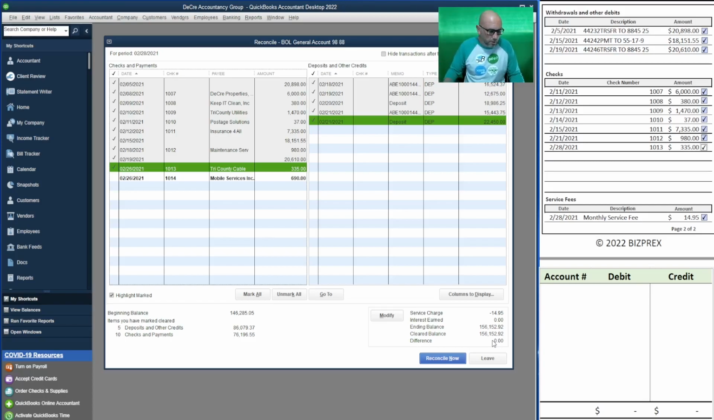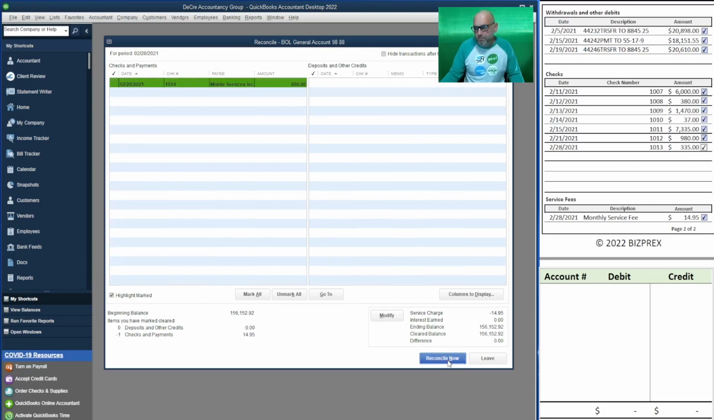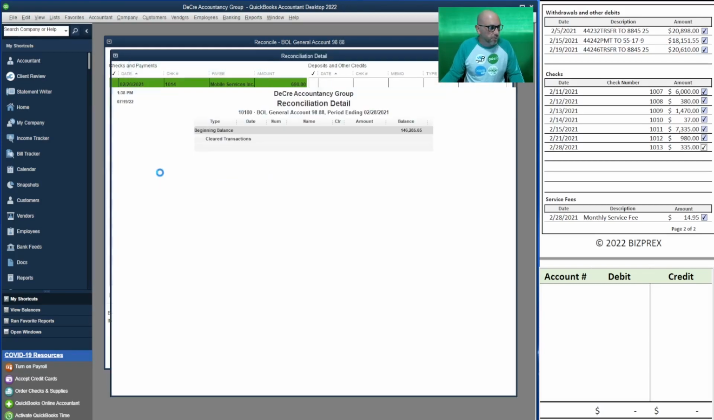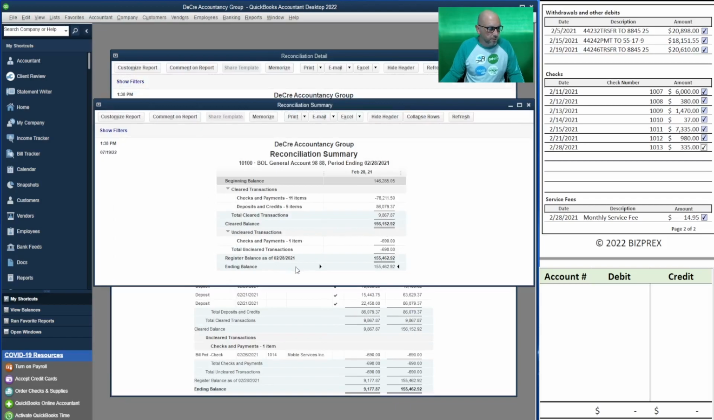That's typical, and in some of our future reconciliations we will experiment with that a little bit more, and we'll show how some checks don't clear for a couple of months. But for these purposes, we just have one. We wanted to show it. Here it is. Reconcile now. We would print both reports. Here they are, right? And this is our uncleared transaction.